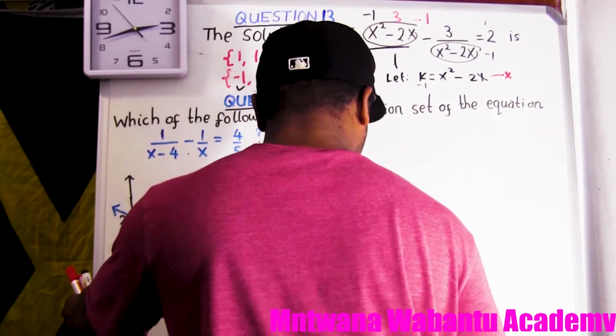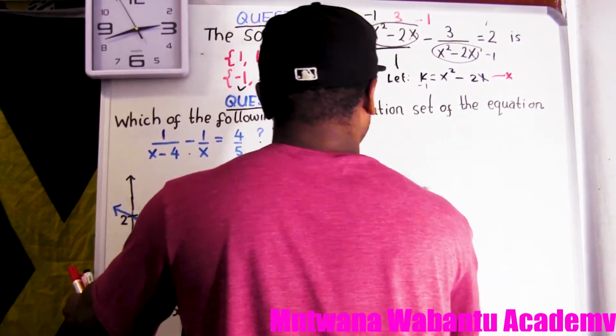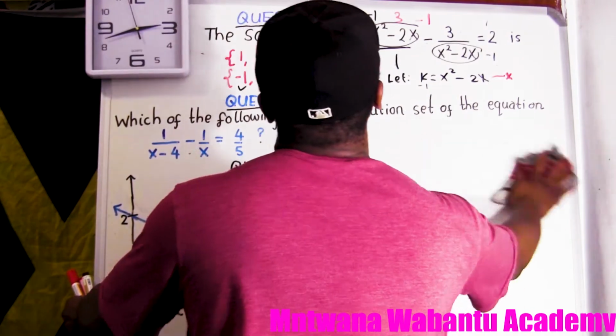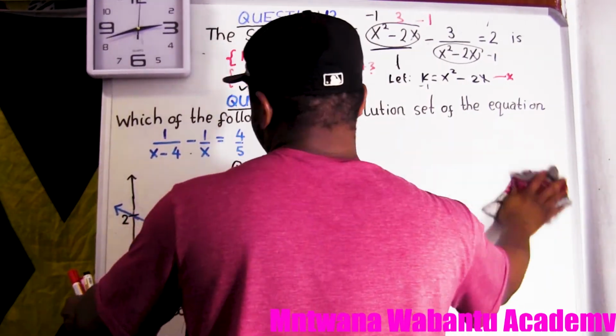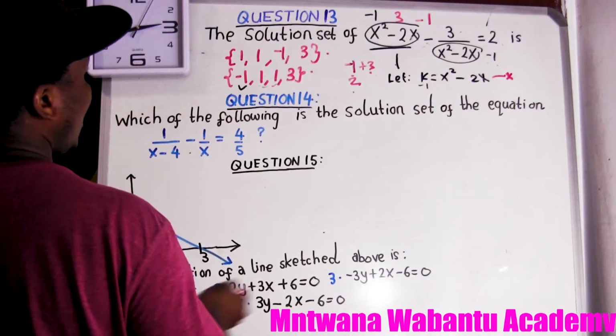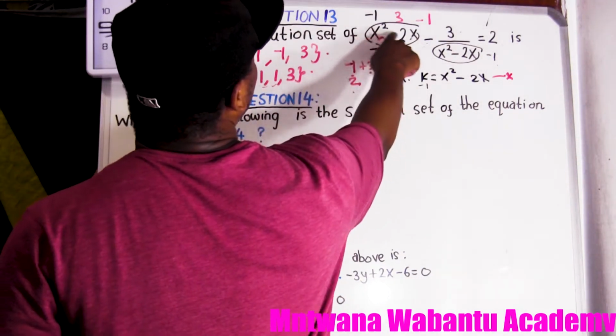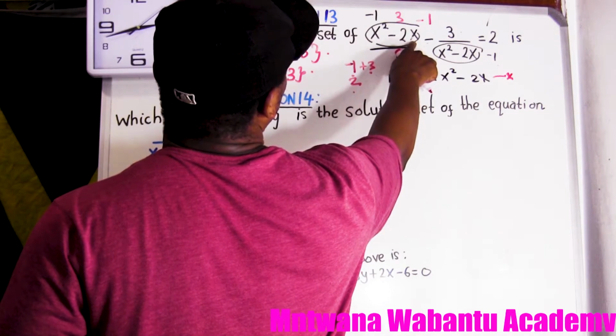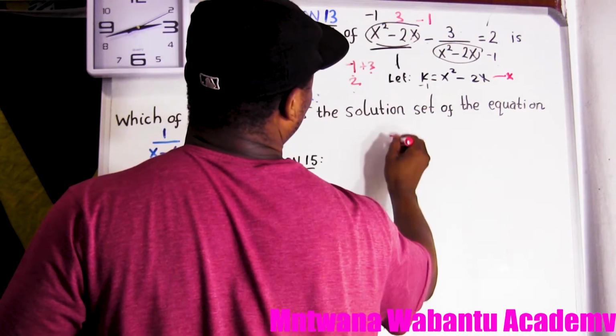Okay, let's test for 3. Just a second, guys. Just make a space here. Okay, now let's test for 3. Plug in 3. 3 squared is equal to 9, and this will be 2 times 3 equal to 6. 9 minus 6 equal to 3, so this is going to be 3 here.